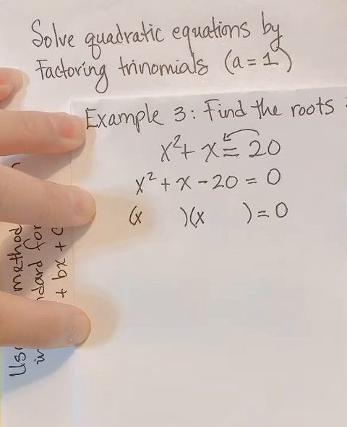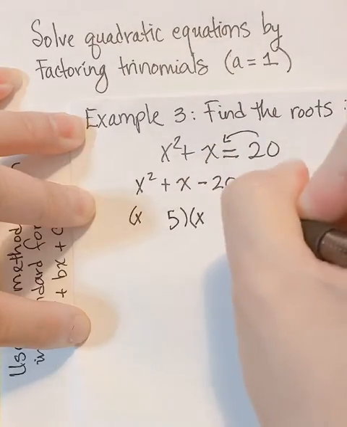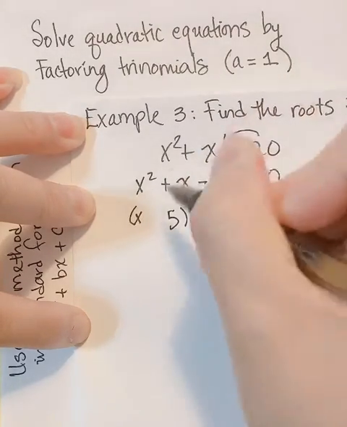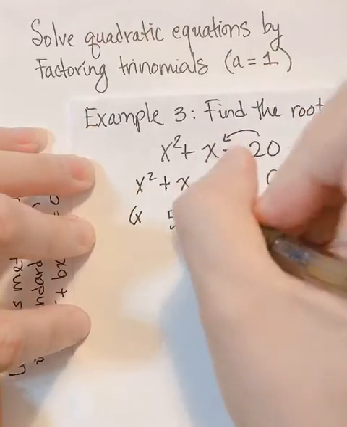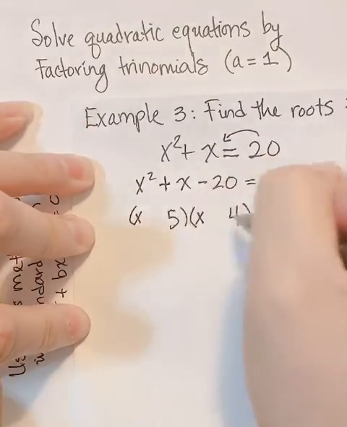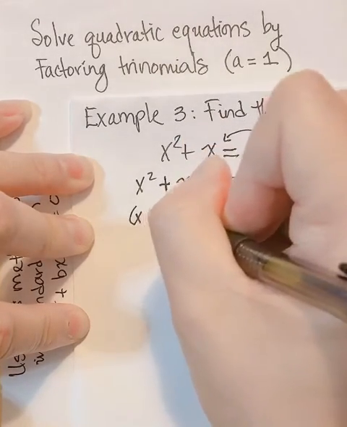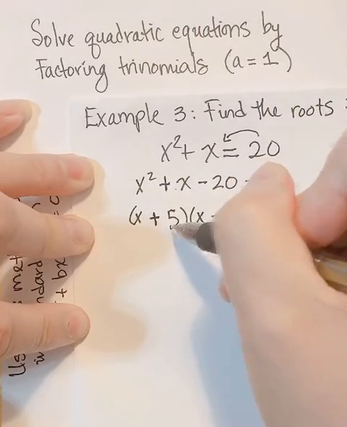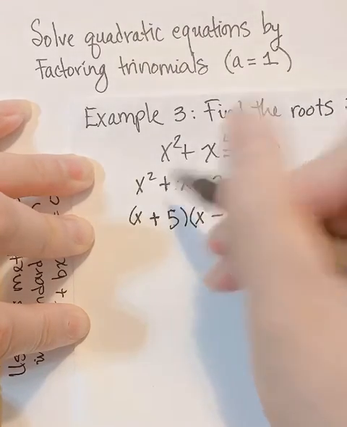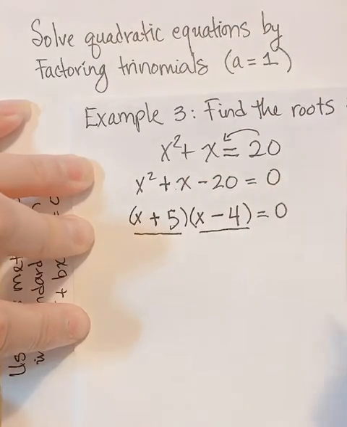So your only option now left is a 5 and a 4. A 5 times a 4 will give you a 20. However, you need a positive 1 to remain when you add them together. The only way to add these 5 and 4 to give you a positive 1 is if the 5 is positive and the 4 is negative. So you're doing 5 minus 4 to give you a 1. So these are my two factors, factor 1, factor 2.